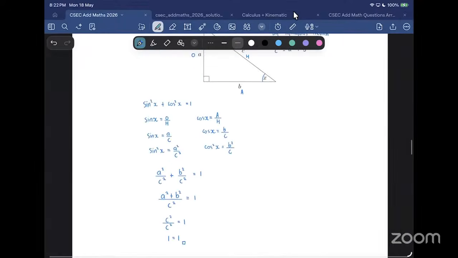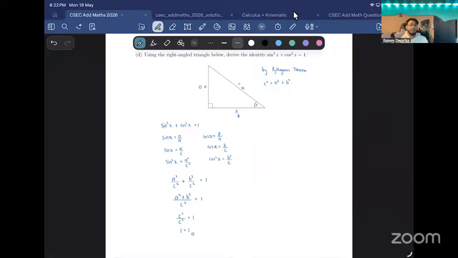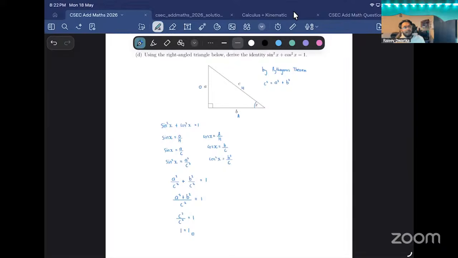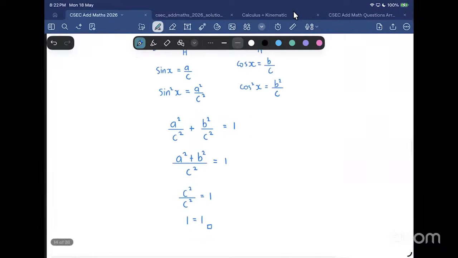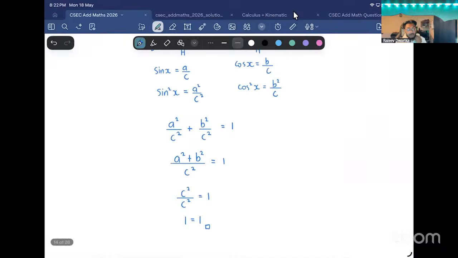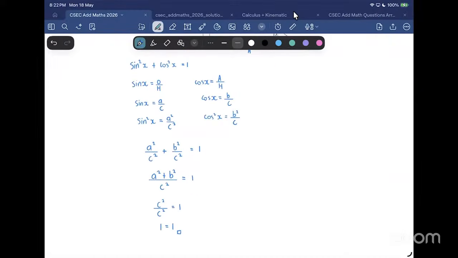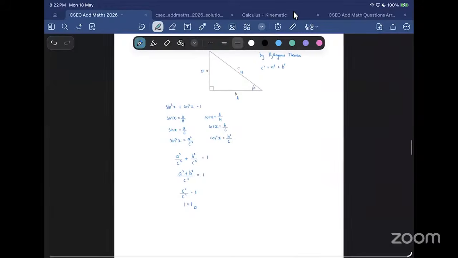Okay, I see. So in this question, you had to find sine x and cosine x, square them, find sine squared x and cos squared x, add them, and then use Pythagoras' theorem to make the numerator C squared. And C squared over C squared is 1. So 1 is equal to 1. I mean, if you're okay with this. Yes, I'm okay now that I understand the concept.